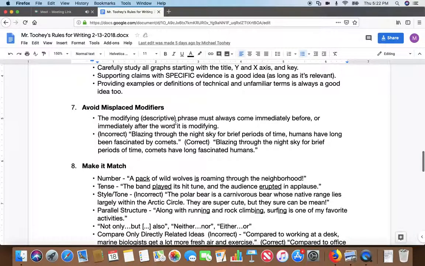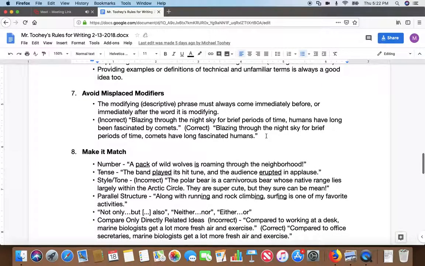Rule number 7, misplaced modifiers. Just make sure the modifying or descriptive phrase always comes immediately before or immediately after the word that it's modifying. You guys remember the comets example that we went over in the last session? Yes. Right. And the issue with it, of course, is that the descriptive phrase comes immediately before humans, so it looks like it's humans that are blazing through the night sky for brief periods of time. That's what the sentence structure is suggesting.